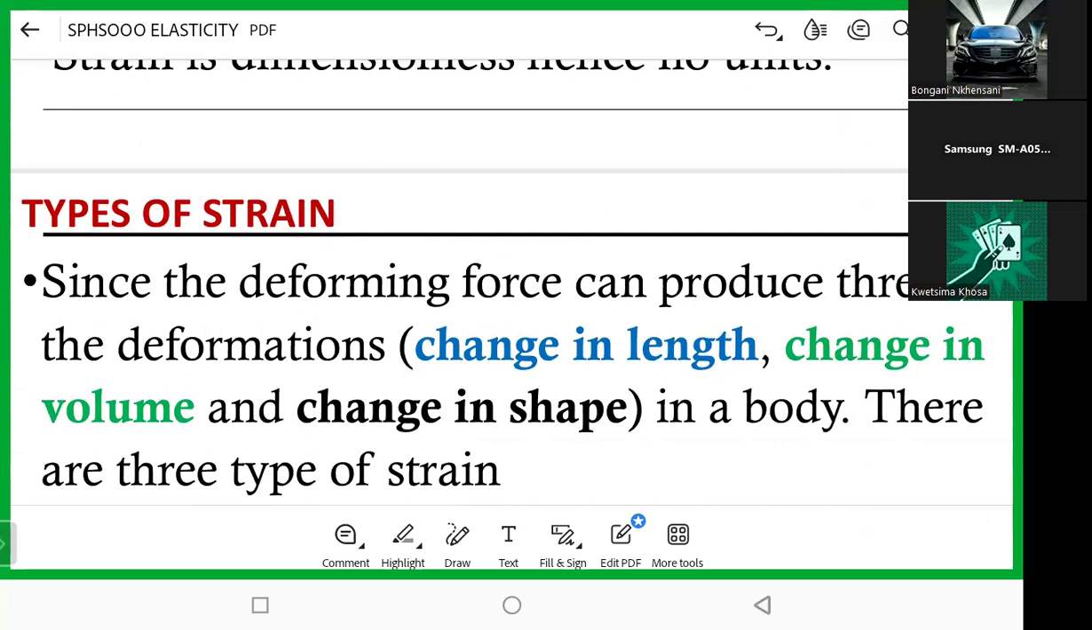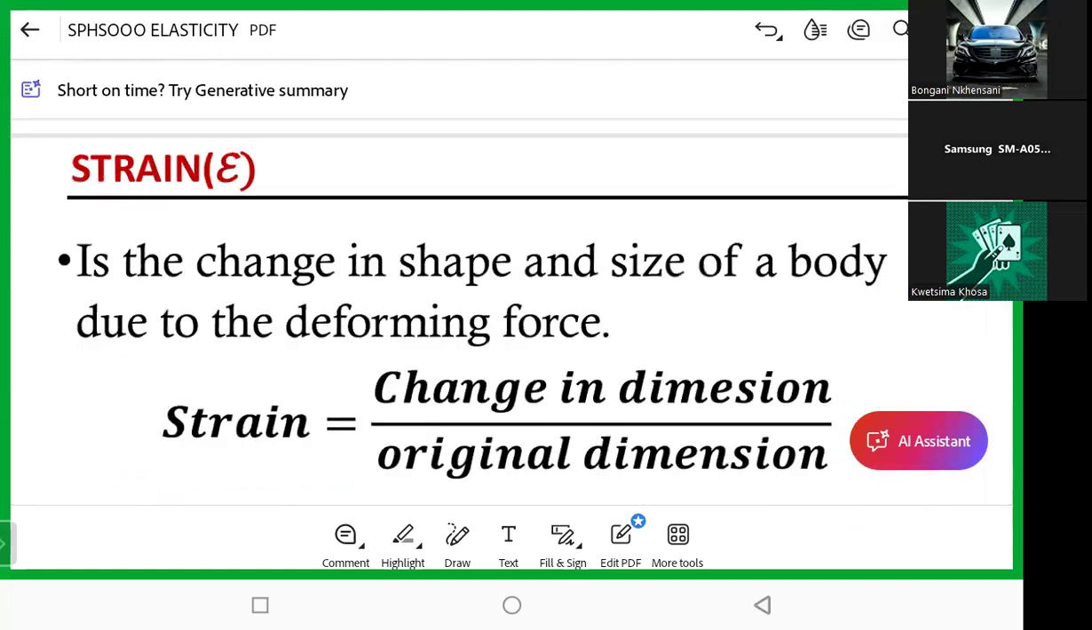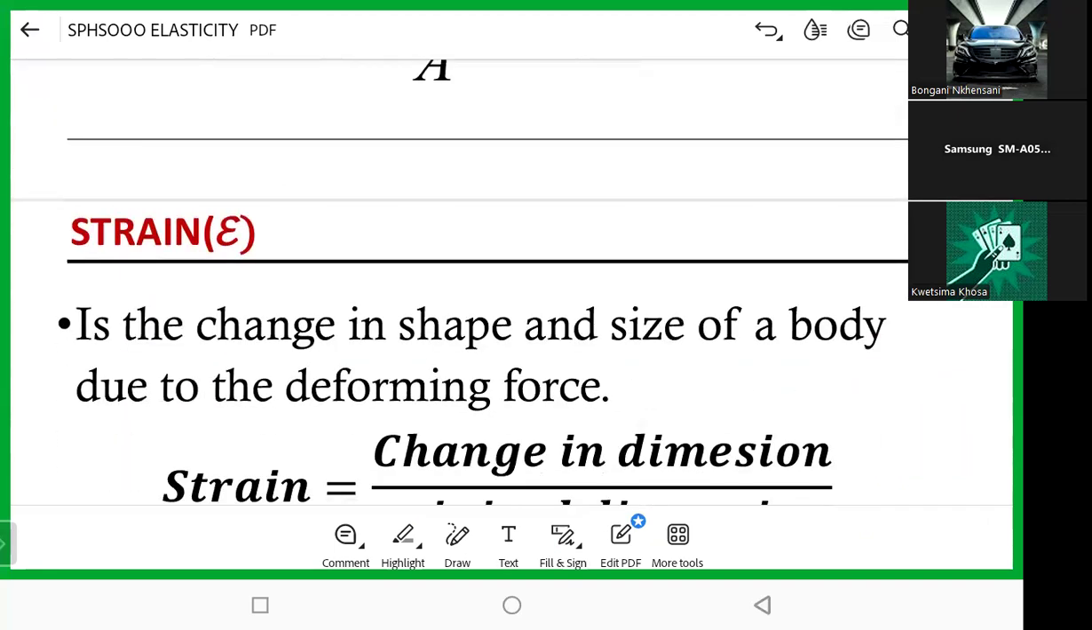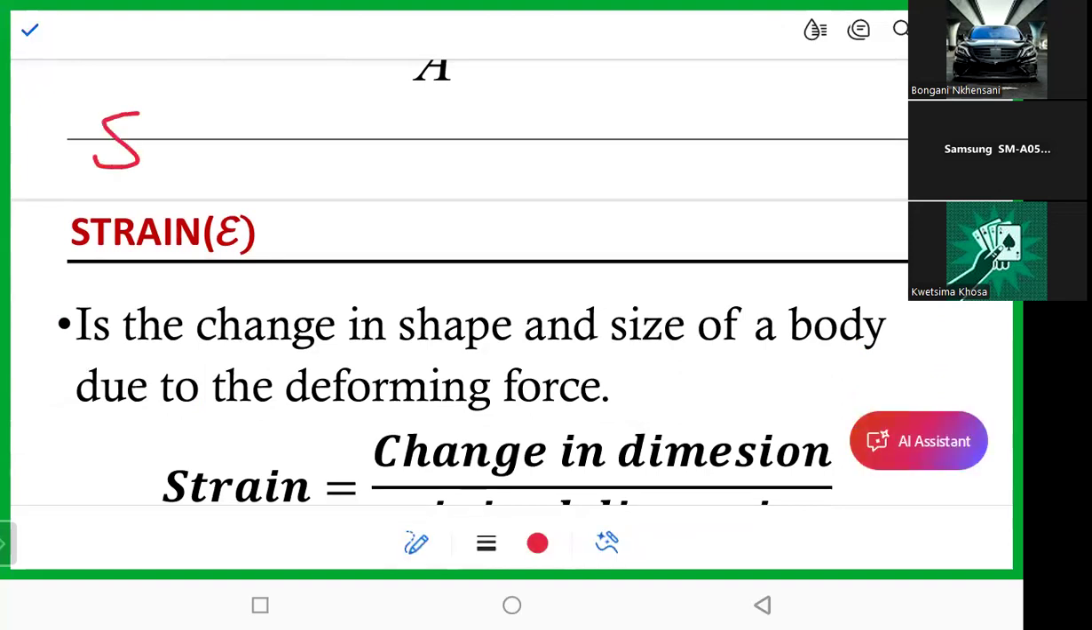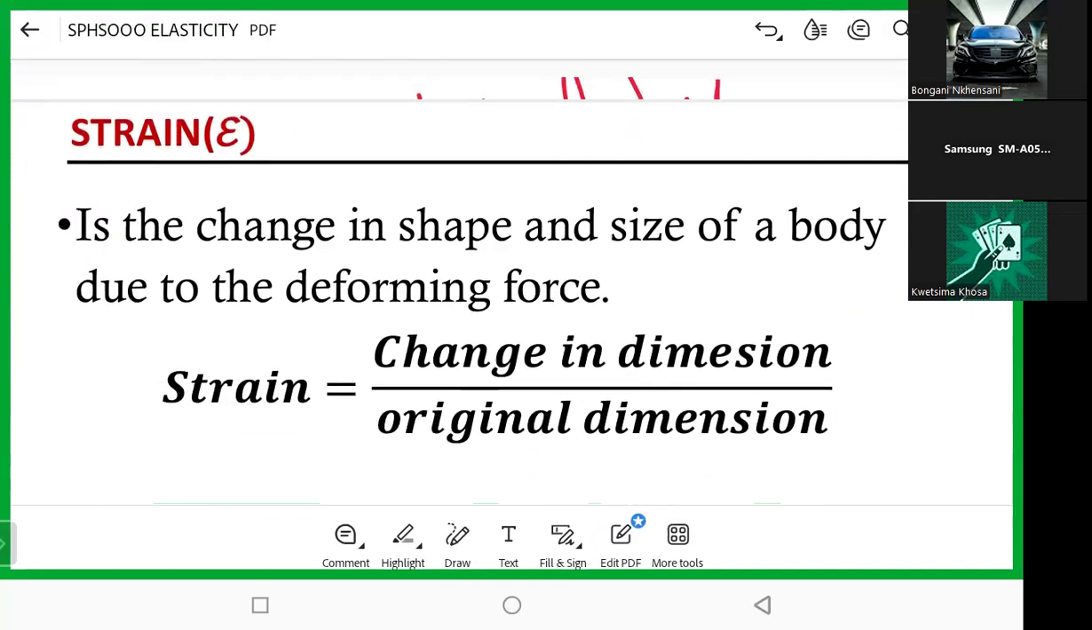We can also have what we call shear strain, no? Or what we call strain. So let's start here. Strain. Well, stress, we've got strain. So you must be able to differentiate. With stress, we're talking about the amount of force being experienced by the object. And so now we come to the concept of strain.